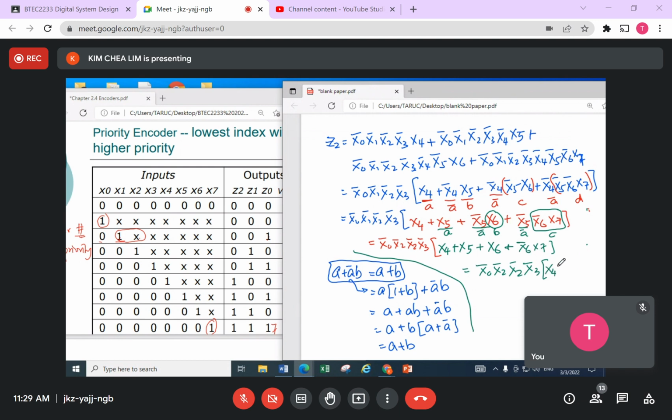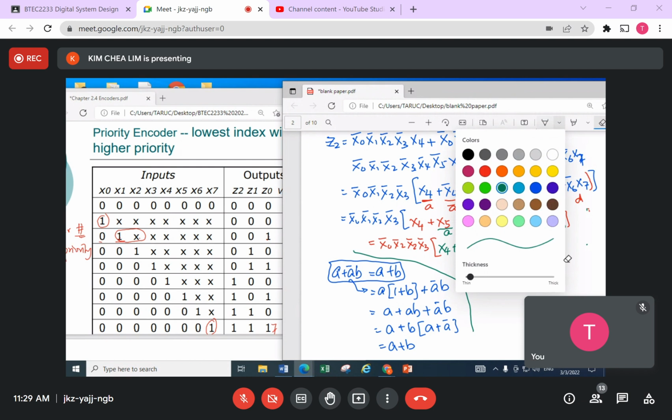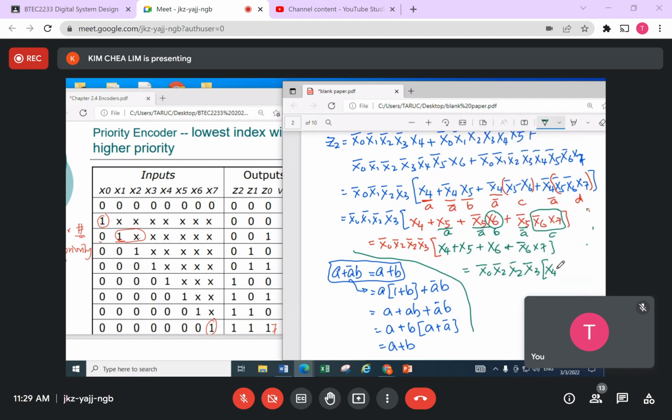So you find that it is 4, 5, 6, 7. Yeah, too fast. I forget about all the functions. Okay, plus 5 plus 6 plus 7. So this is the answer for my priority encoder.